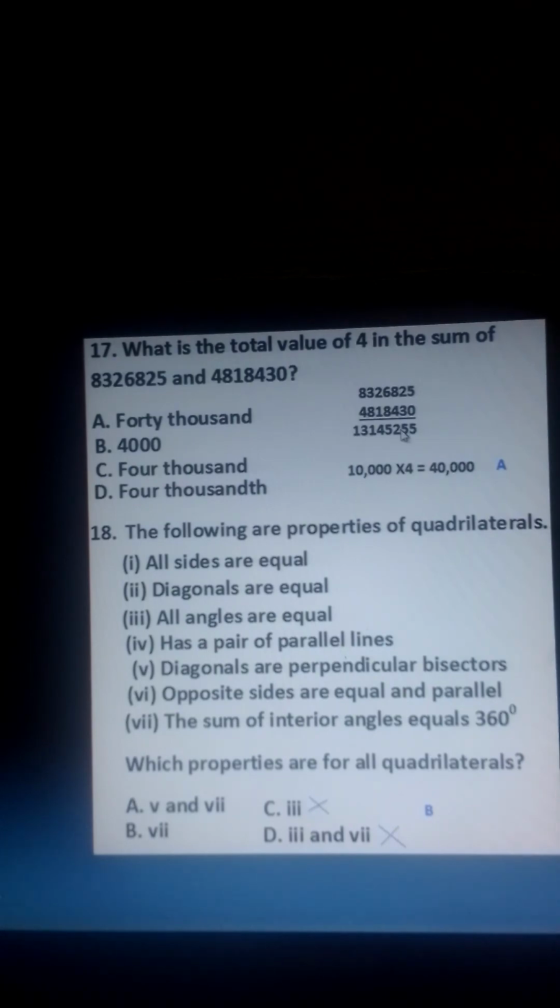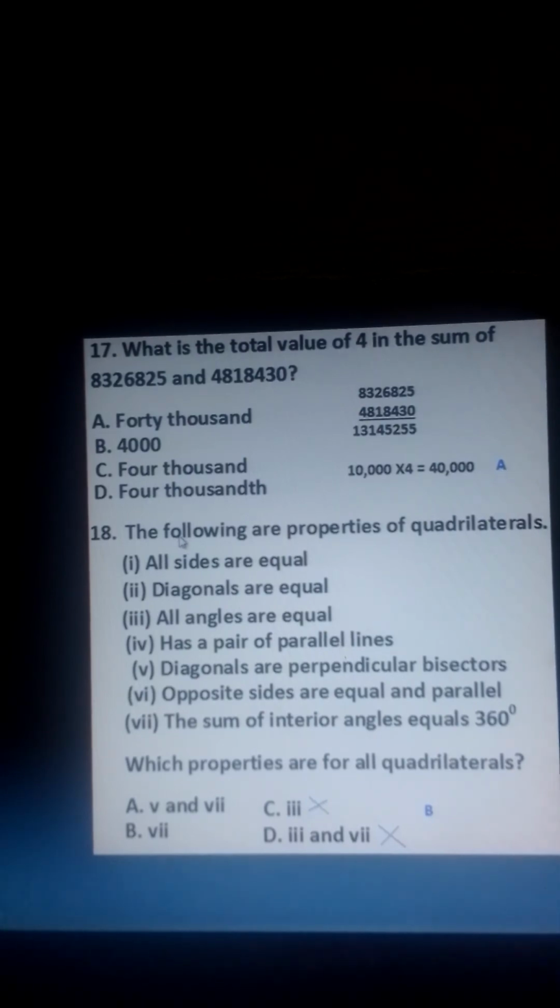This is the sum, and 4 is here. This is ones, tens, hundreds, thousands, tens of thousands. So the place value is tens of thousands. But how many are they? They are four. Four times 10,000 is 40,000. That's the total value of four in this number, 40,000. So the answer is A.